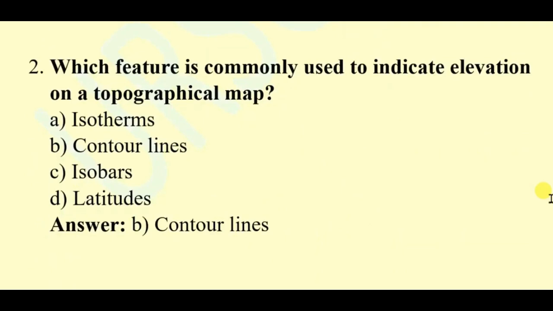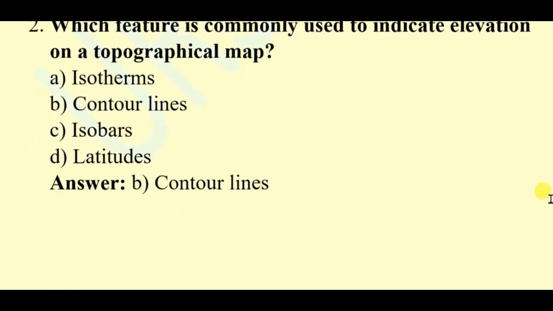Question number 2. Which feature is commonly used to indicate elevation on a topographical map? Isotherms, contour lines, isobars, latitudes. Here the right answer will be contour lines. Contour lines are equal altitude lines.